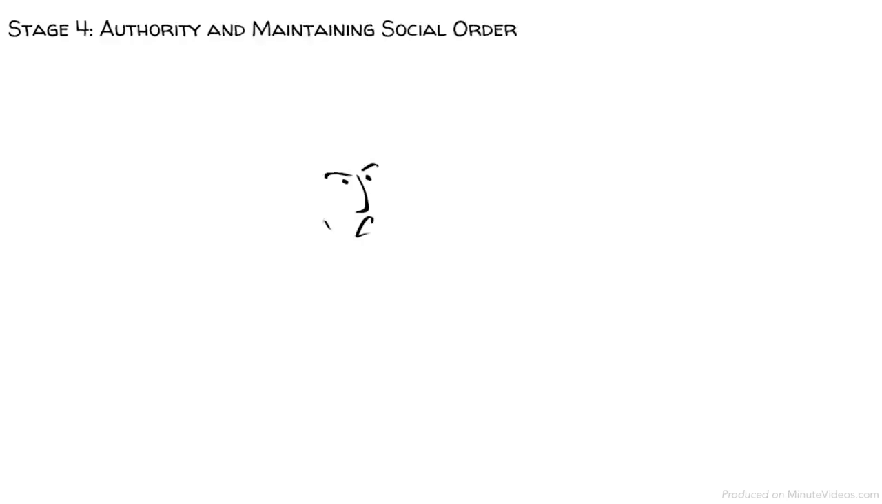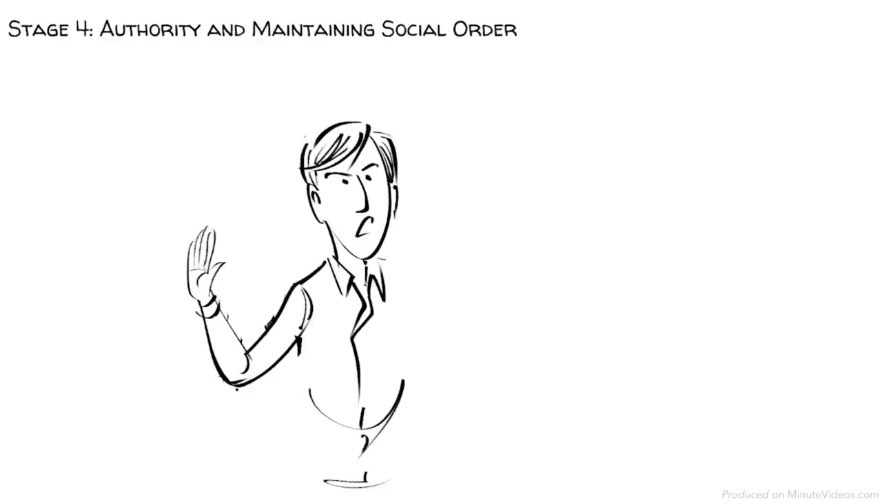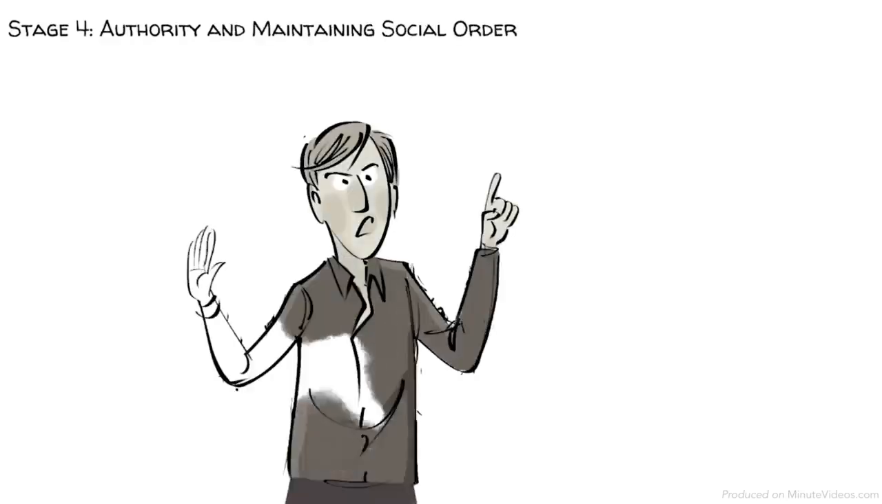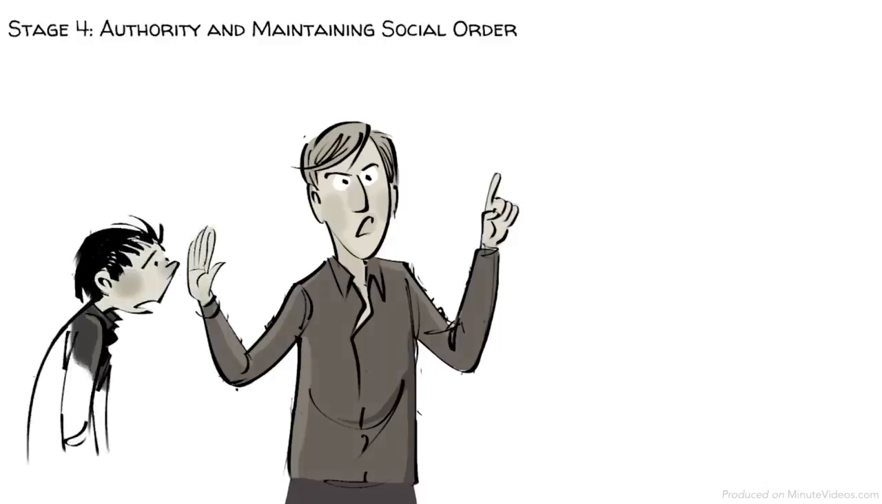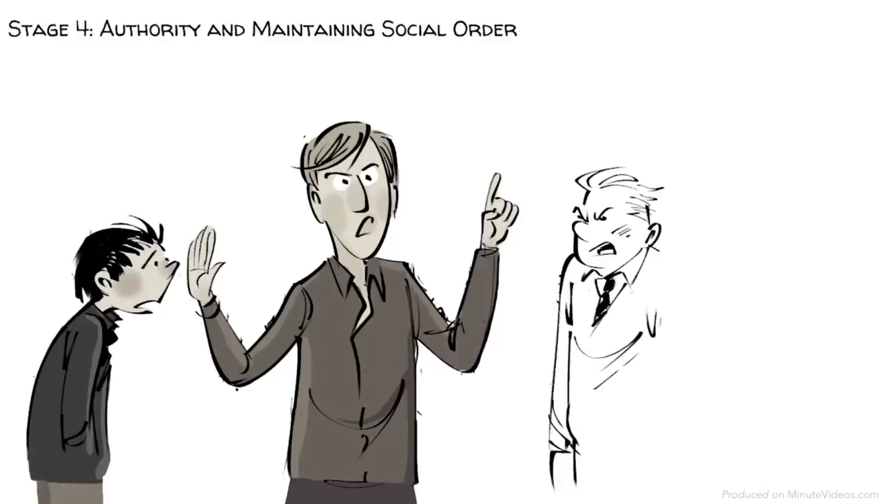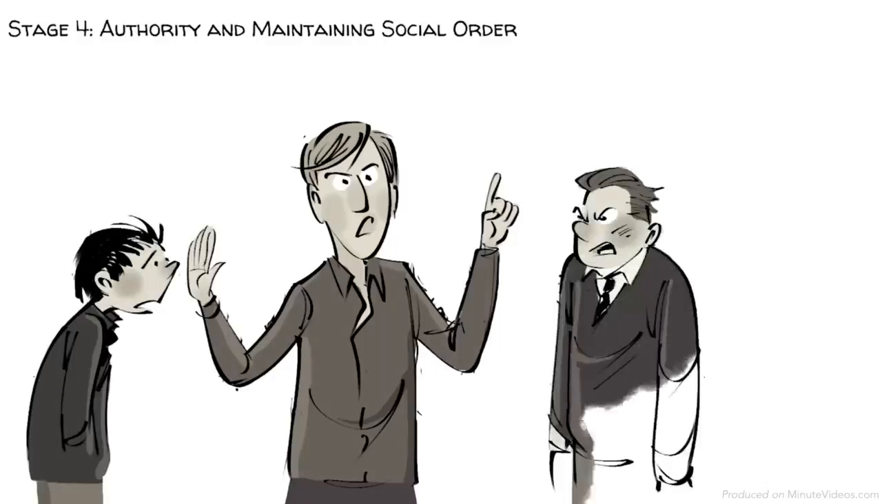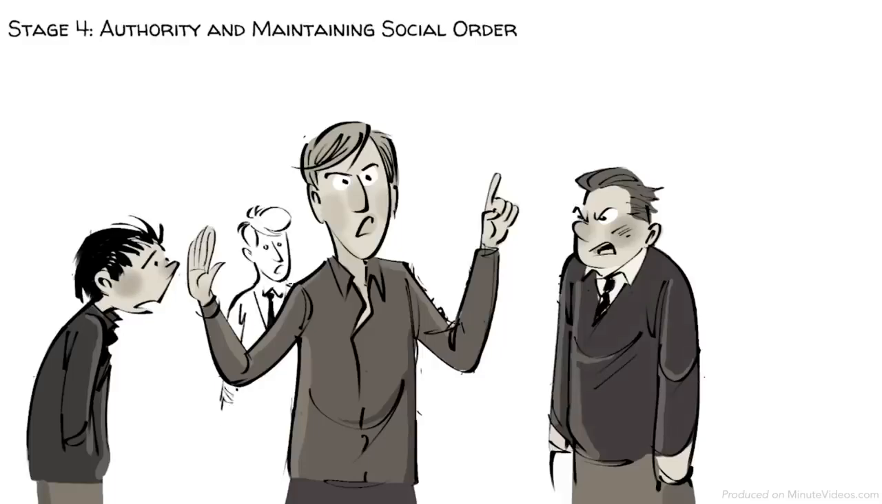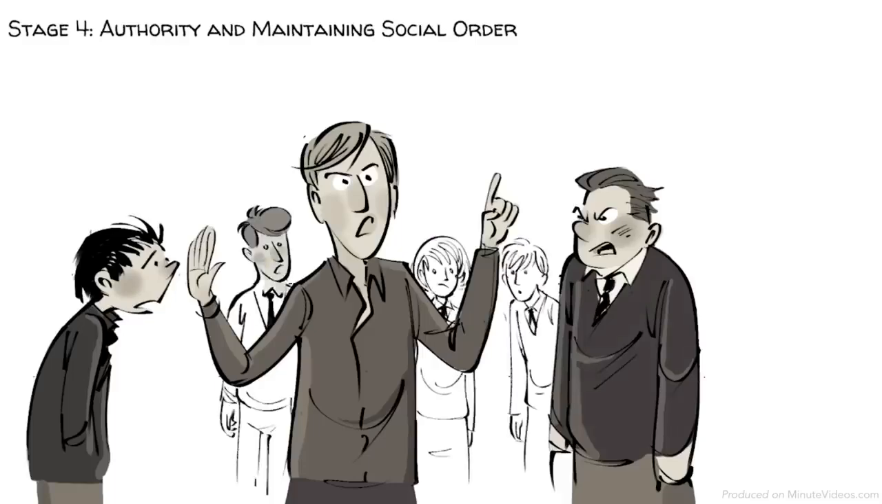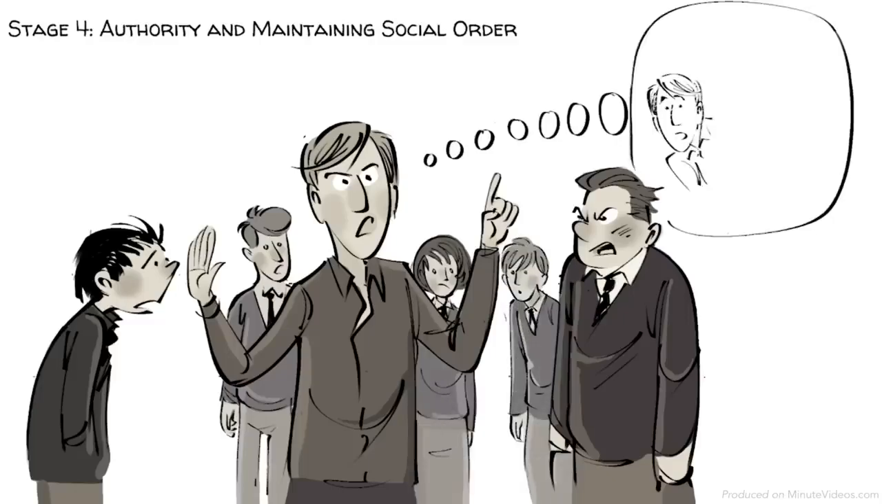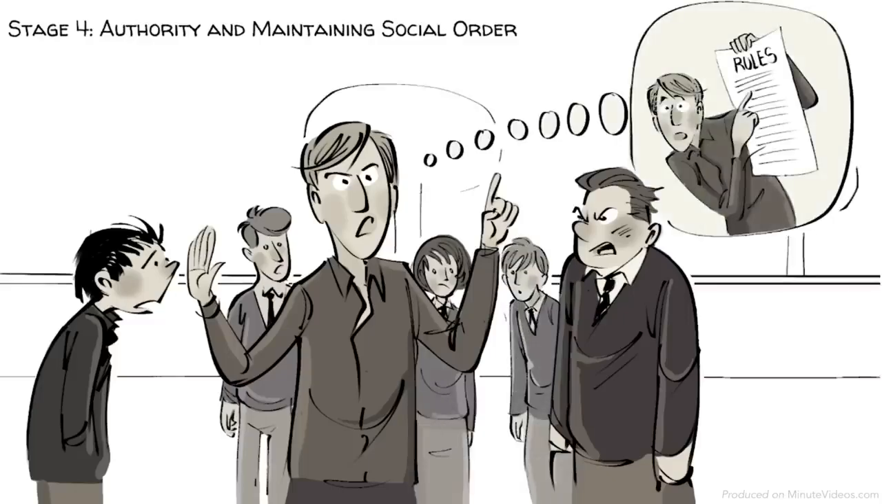At stage 4, we value authority and want to maintain social order. When the teacher sees the group fighting, he immediately steps in and shouts, "Stop! Fighting at school is forbidden." He feels that, above all, it is important to follow the rules, otherwise chaos breaks out. He feels it is his duty to uphold the rules that sustain a functioning society. He asks himself, how can I maintain law and order?